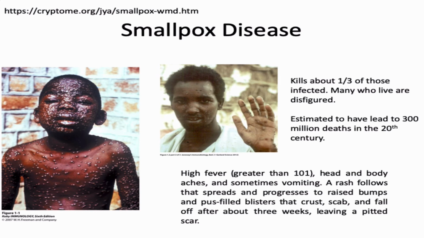This is a disease that happens with smallpox. It leads to high fever, head and body aches, sometimes vomiting, a rash that leads to raised bumps and blisters that crust, scab, and fall off, leaving pitted scars. About a third of those who are infected die, and everybody who's left tends to have scars. If you read old-timey literature and you hear about somebody being pockmarked, it means they're covered with smallpox scars. It was estimated to have led to 300 million deaths in the 20th century alone, and it was eradicated in the 20th century. So this is really, really scary and really bad.